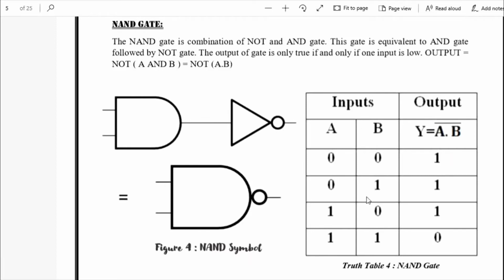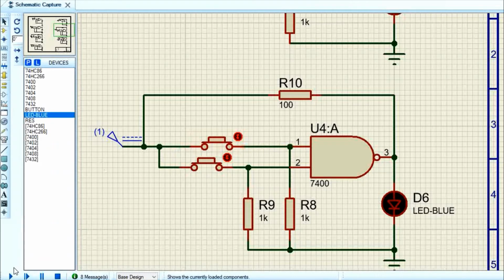At inputs, if we have 0, 0 at input, for AND gate we have output 0, since 0 times 0 is equal to 0. But it inverts the output of AND gate, so at output we have 1. Similarly, for 0, 1, it has 1 output. For 1, 0, it has 1 output. But for 1, 1, AND gate has 1 output, but NAND gate inverts the output of AND gate. And at output, what we have? 0. So let me show you the simulation for NAND gate. Let's start simulation.